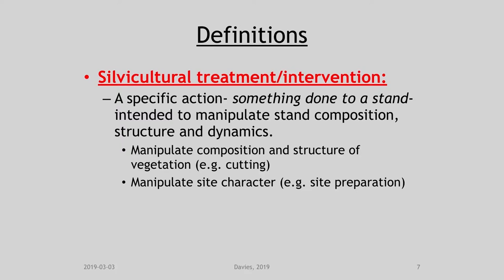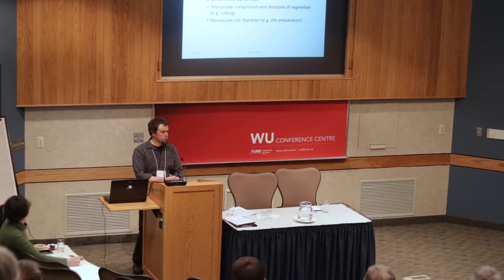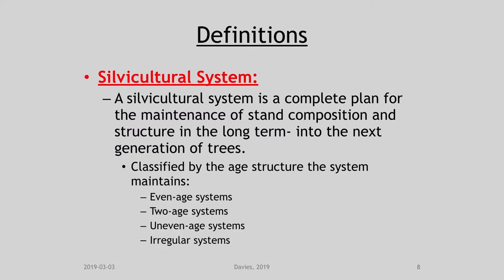The definition of silvicultural treatment or intervention is similar to the other language that people use. A specific action, meaning something done to a stand intended to manipulate the stand composition, structure, and dynamics of the stand. Classically, this means one of two things: either to manipulate the composition and structure of the vegetation, for example, cutting things, killing trees, killing plants, or to manipulate the actual site characters through some form of mechanical site preparation, for example. That's just two examples of two groupings of treatments. So treatment is a specific action, as opposed to a silvicultural system, which is a complete plan for the maintenance of stand composition and structure in the long term into the next generation of trees and perhaps even beyond.